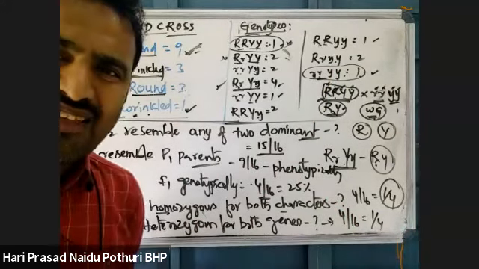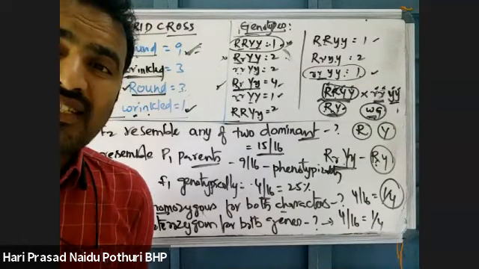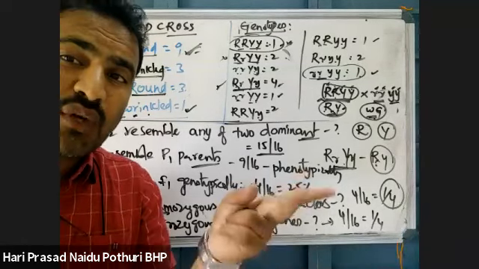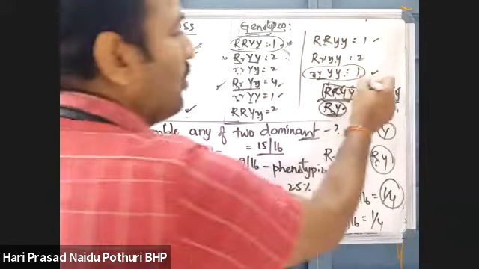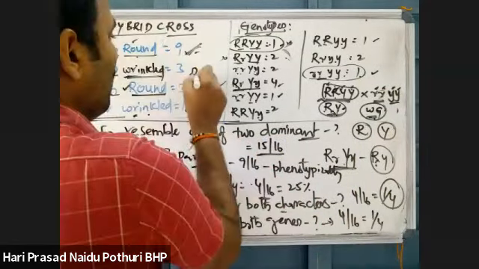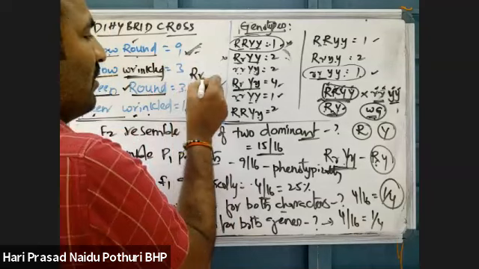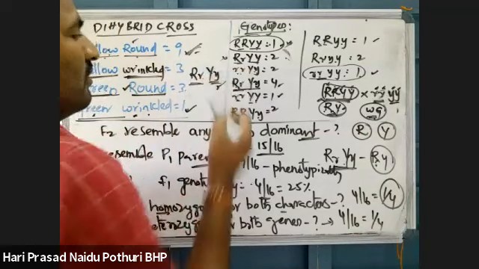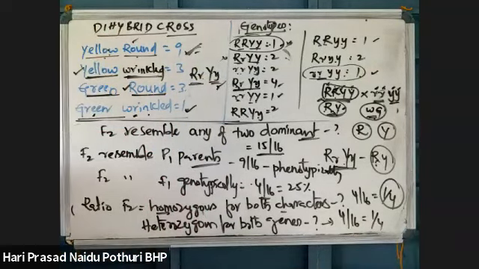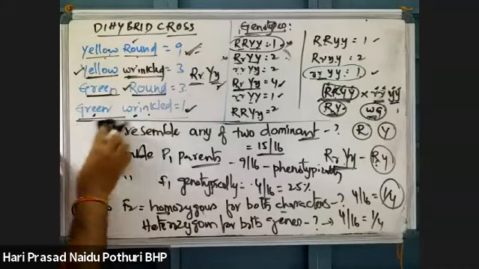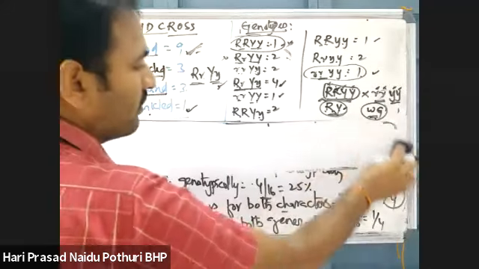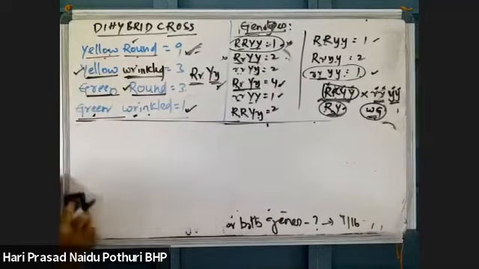Again 4 by 16. Heterozygous for both genes means both genes show heterozygous condition. One dominant, one recessive, another one dominant, another one recessive. This condition should be there. That condition is seen in only 4 numbers. This is the ratio. Okay? Which is heterozygous for both genes. 4 by 16 will come.